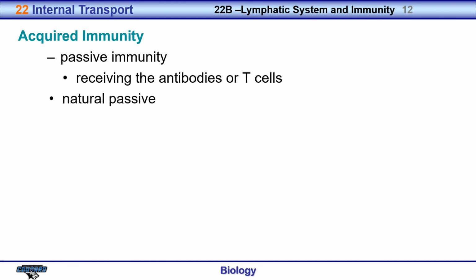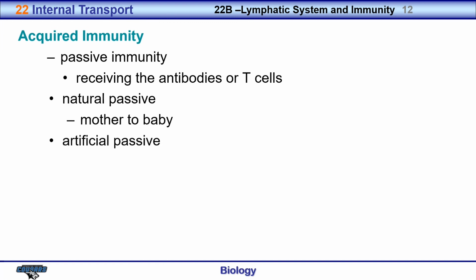Now, since the person didn't actually produce these antibodies themselves, this immunity is pretty short-lived. And a natural type of passive immunity would be one that a mother gives to her baby, because during nursing and things like that, it prevents the baby from being sick while they're in that newborn phase.